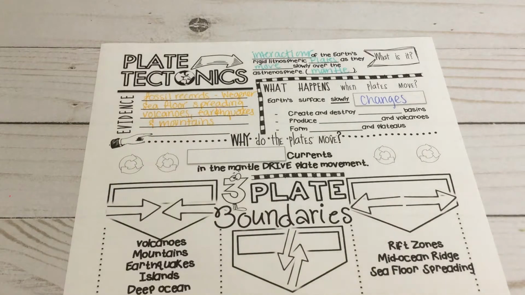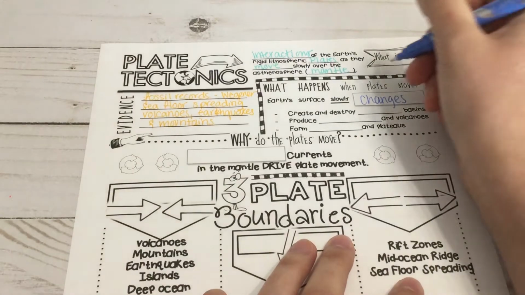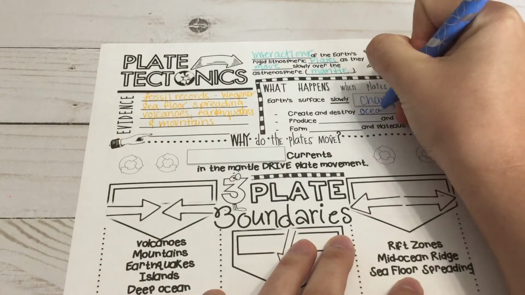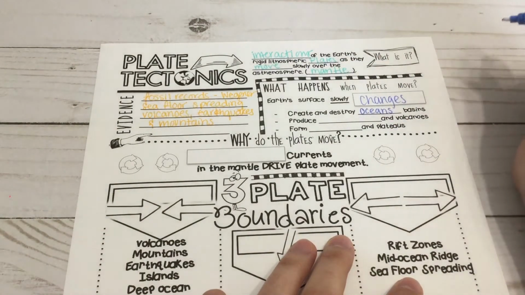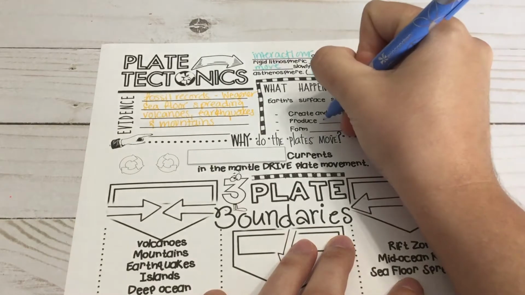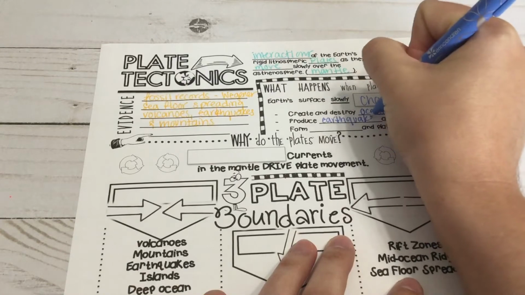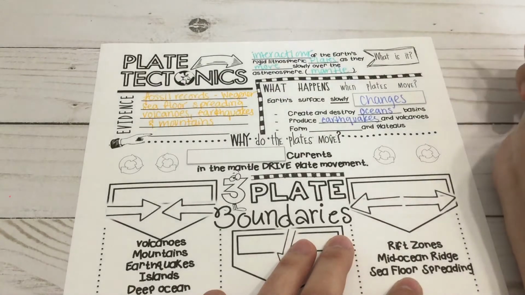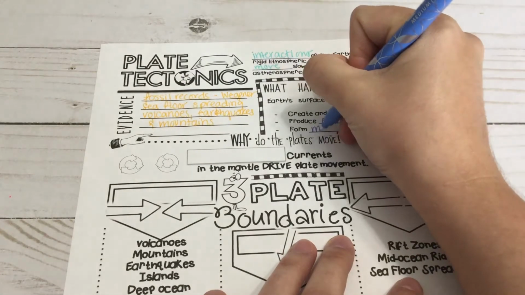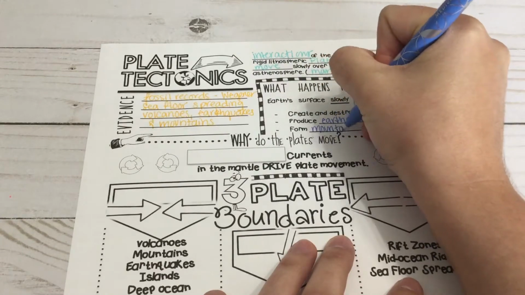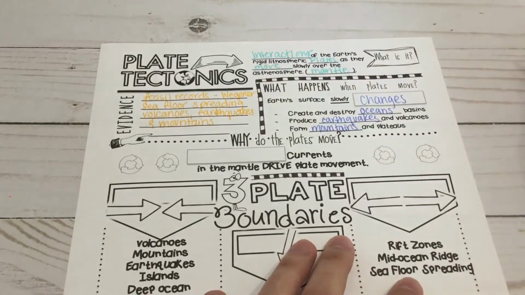And so when the plates are moving around, we can create and destroy ocean basins, produce earthquakes and volcanoes, and form mountains and plateaus.